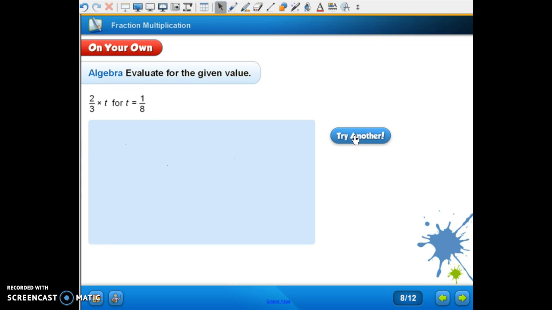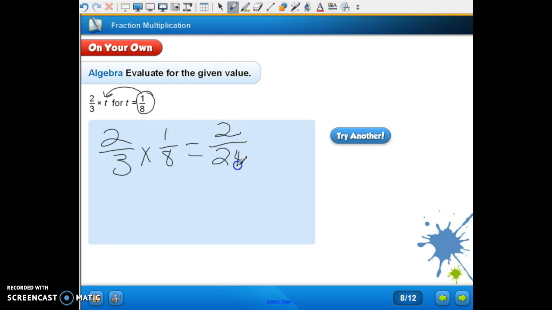This one is 17. 2/3 times T when T is 1/8. So 2/3 times 1/8 is equal to 2/24, or I can divide them each by 2.